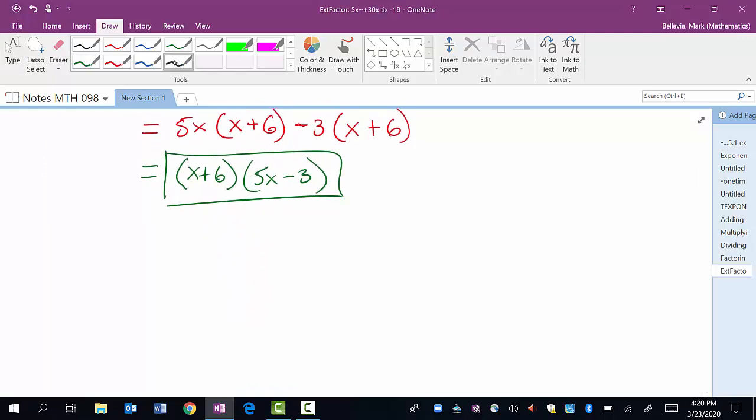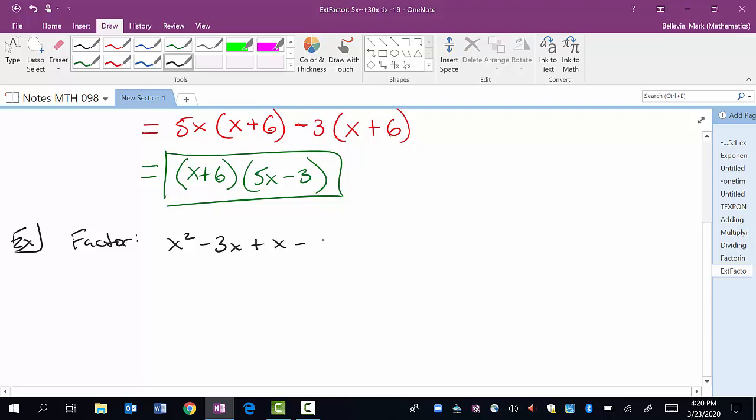Taking a look at a couple other ones. If I said to factor x squared minus 3x plus x minus 3.